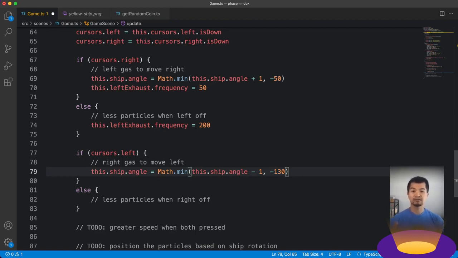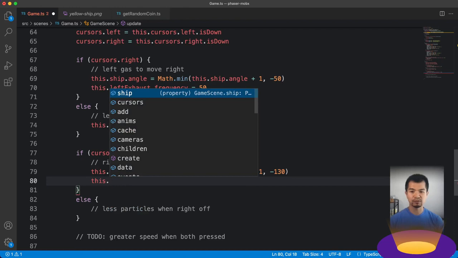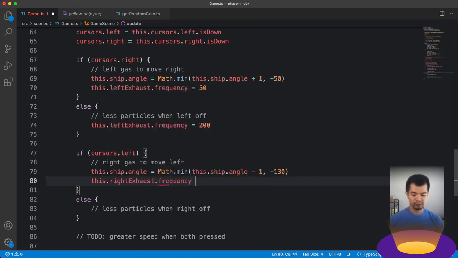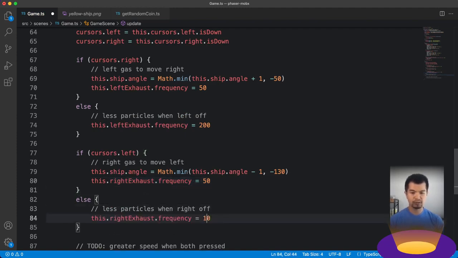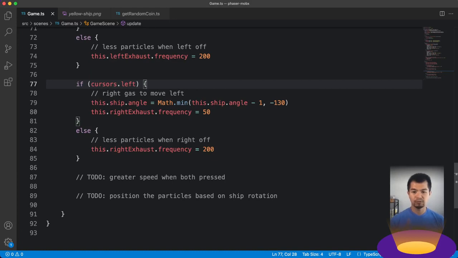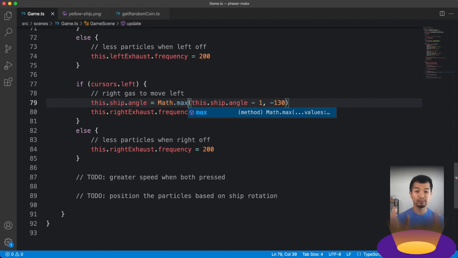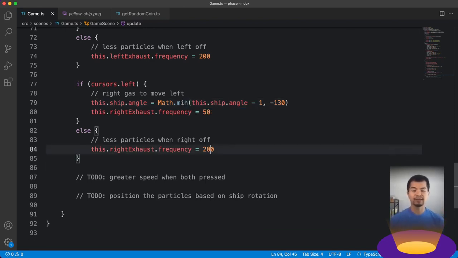Just like minus 50 is 40 degrees past minus 90 in the other direction. And same thing here with the frequency. So this is right exhaust. Frequency is 50, and then here when it's off, we're going to also set it to 200. And one more thing, we actually don't want Math.min here, we want Math.max. Since we're going the opposite direction, we don't want anything less than -130. We want the largest between angle - 1 and -130, so if you would get to -131, you want to keep it to -130. Okay, so that is going to handle our rotating.